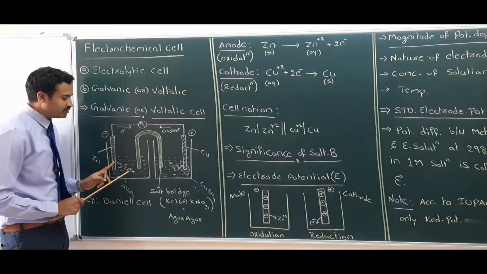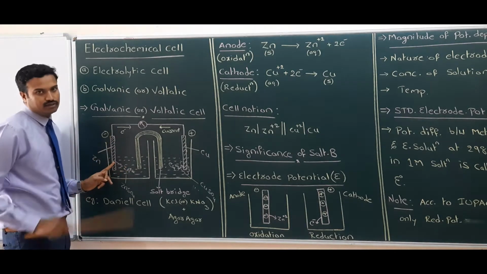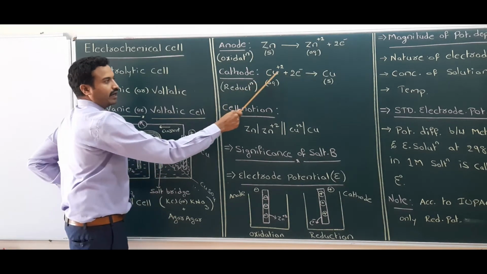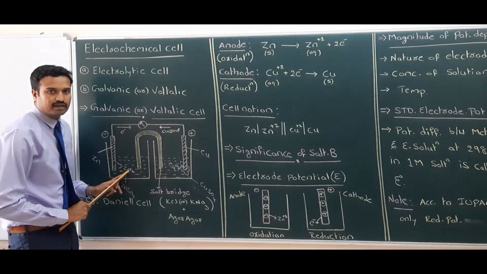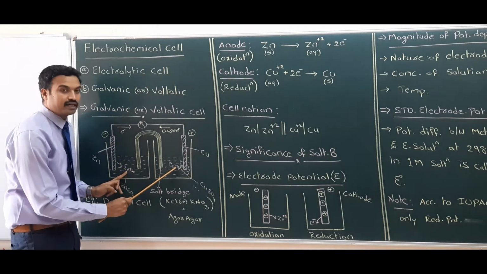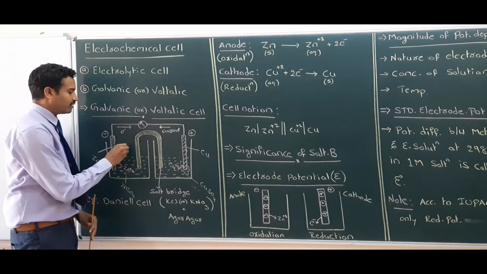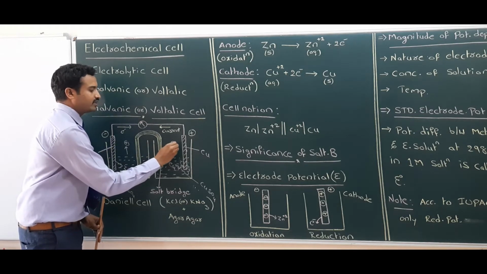So the number of Zn+2 ions increases in the solution. Positive ions increase in the solution. Then what happens here? Cu+2 ions gain 2 electrons and are deposited as Cu. Here plus ions are increasing. Here plus ions are decreasing. Plus ions decreasing means minus ions are increasing. So here the domination is plus charge, and here the domination is minus charge.